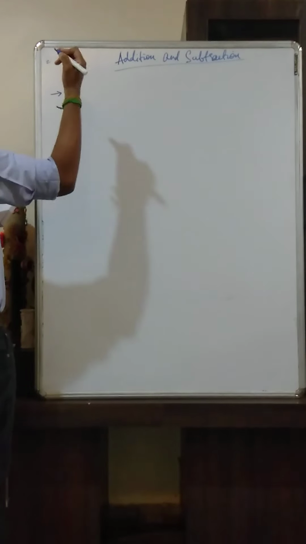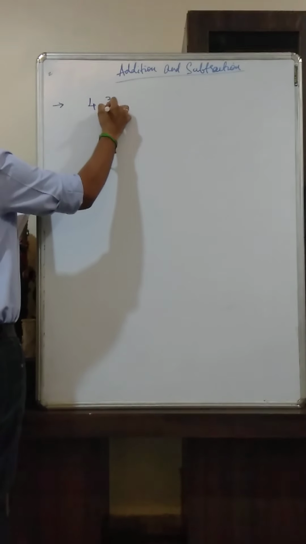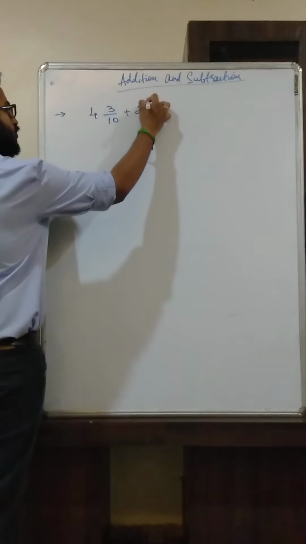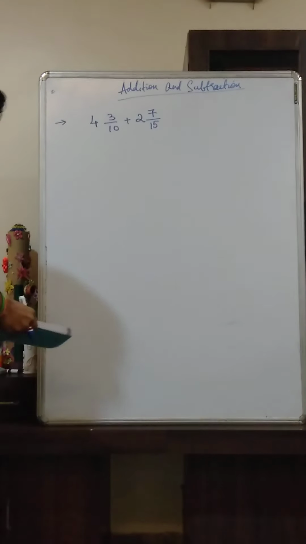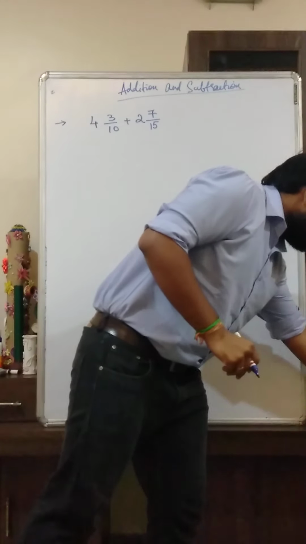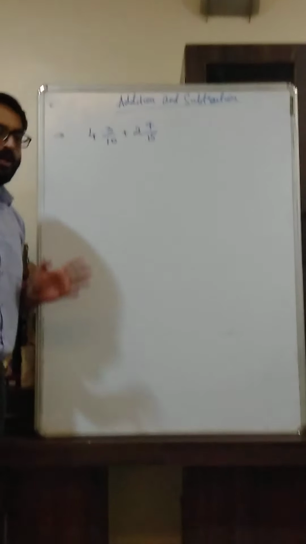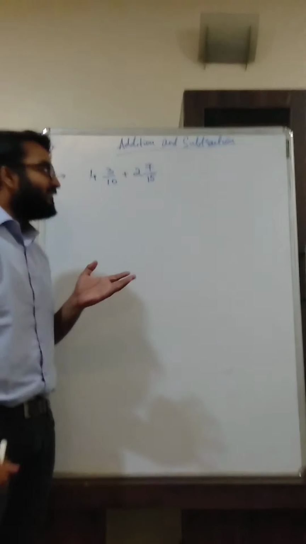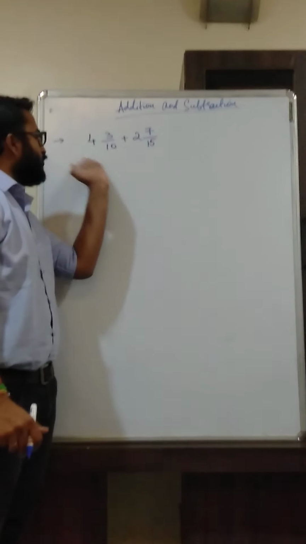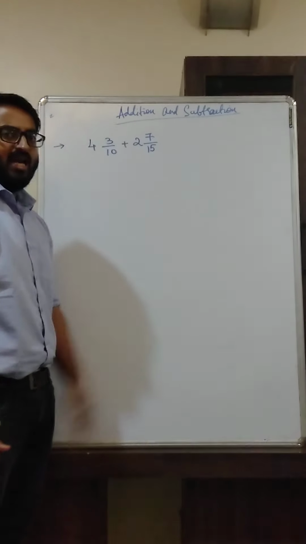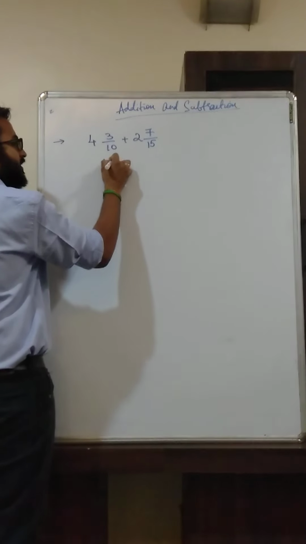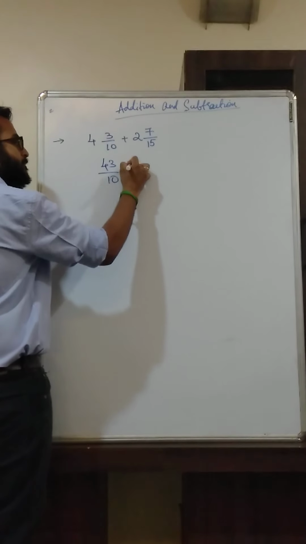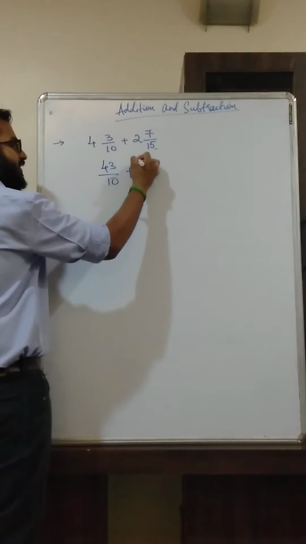Okay, so I'll start with one question. 4 3 by 10 plus 2 7 by 15. Now these two are mixed fractions. You have to convert them into improper fractions. Then only you will be able to take the LCM and then add. So 4 tens are 40 plus 3, 43 by 10 plus 30 plus 7, 37 by 15.